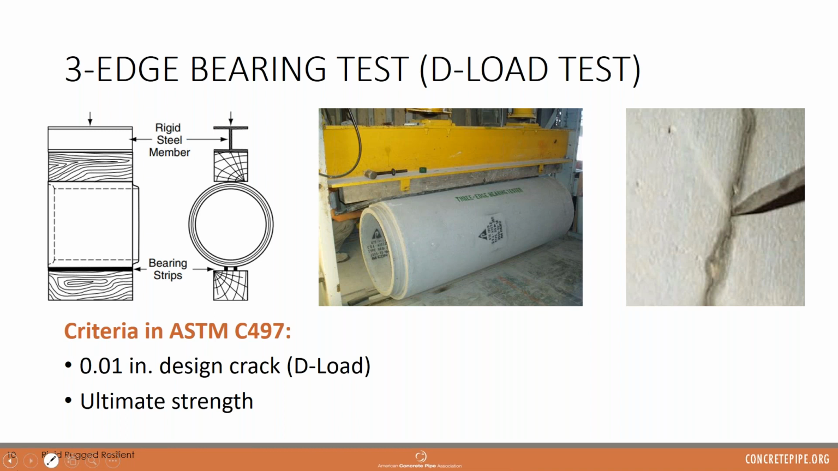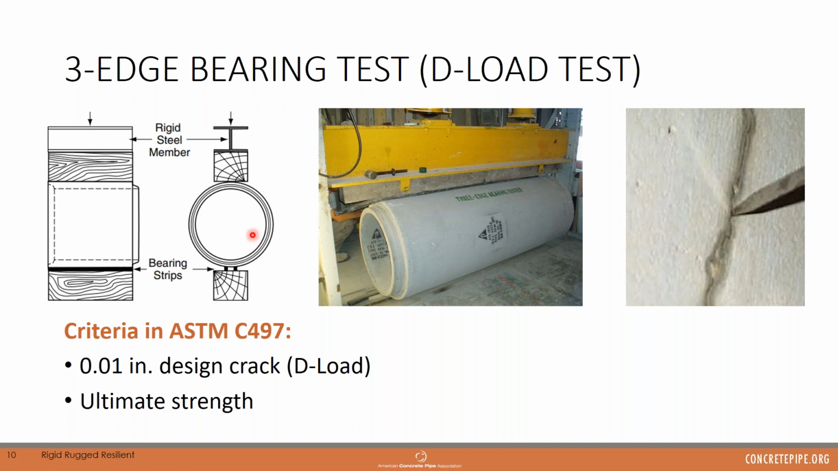So what the indirect design method is based on is an actual physical test of the pipe that we do at the plant. It's called the 3-edge bearing test, or often referred to as the DLoad test. The test method is covered in ASTM C497, and the criteria that we're looking for is either the 0.01 inch crack, which is what we use as the service limit, and again, we call that the DLoad, and also obviously the ultimate strength of the pipe. So those are the two main things that we're looking for with this pipe.